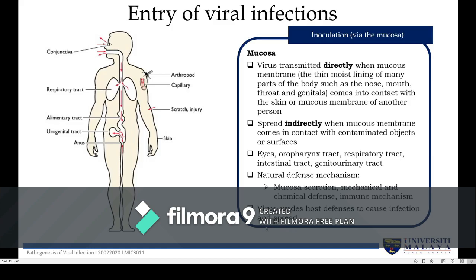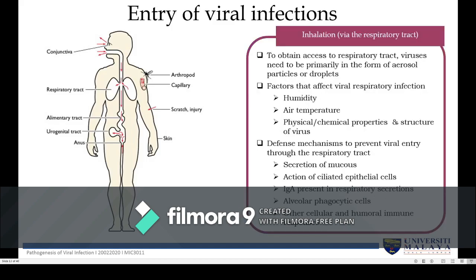So this is inoculation, it's the first one. The second one is inhalation, which is via the respiratory tract. To obtain access to the respiratory tract, the virus needs to be primarily in the form of aerosol particles or droplets. So usually when you cough or sneeze, you produce aerosols or droplets containing the virus if you are infected. The factors that affect viral respiratory infection are humidity, air temperature, and the physical and chemical properties and structure of the virus.